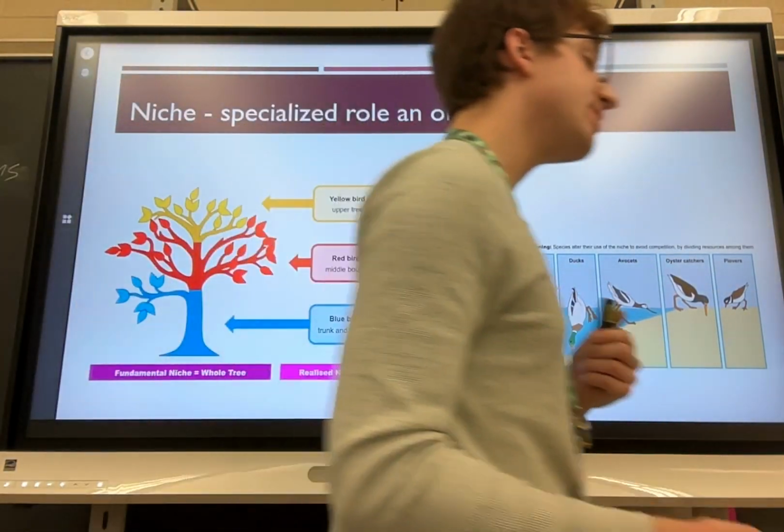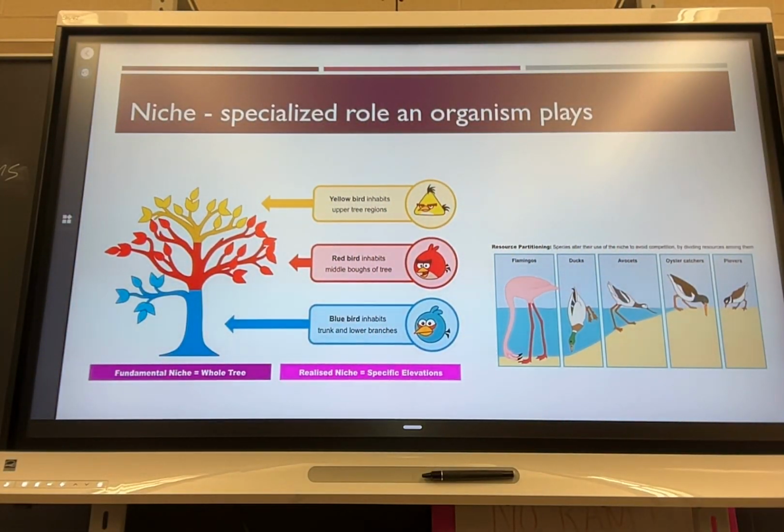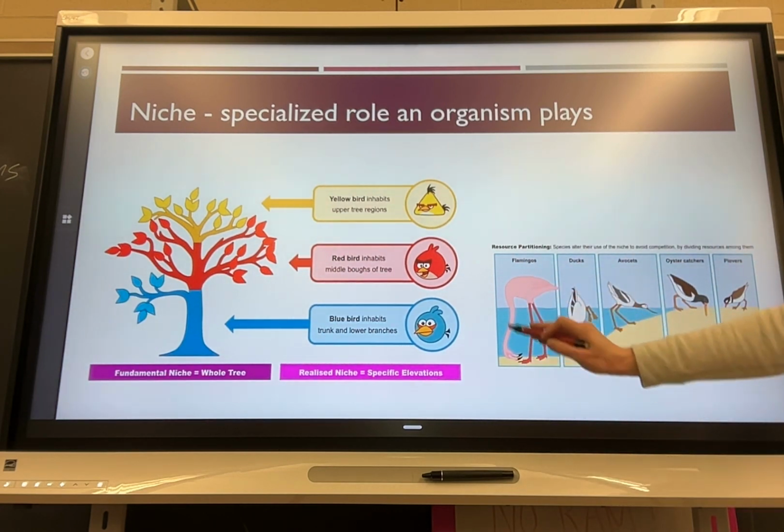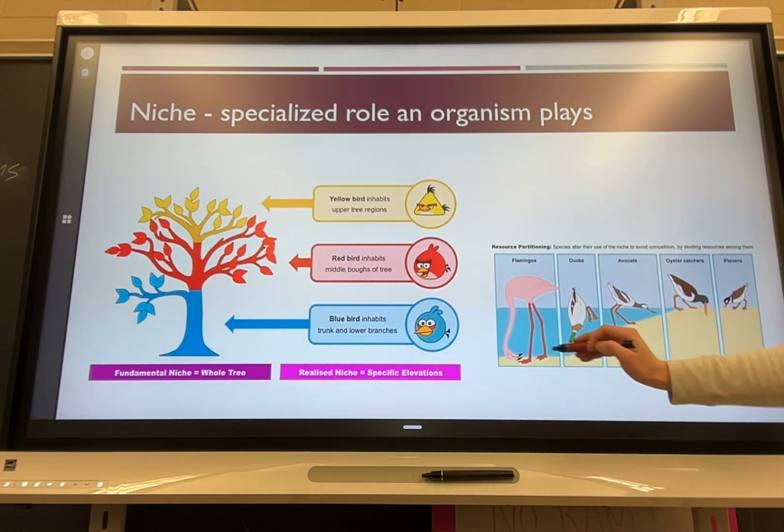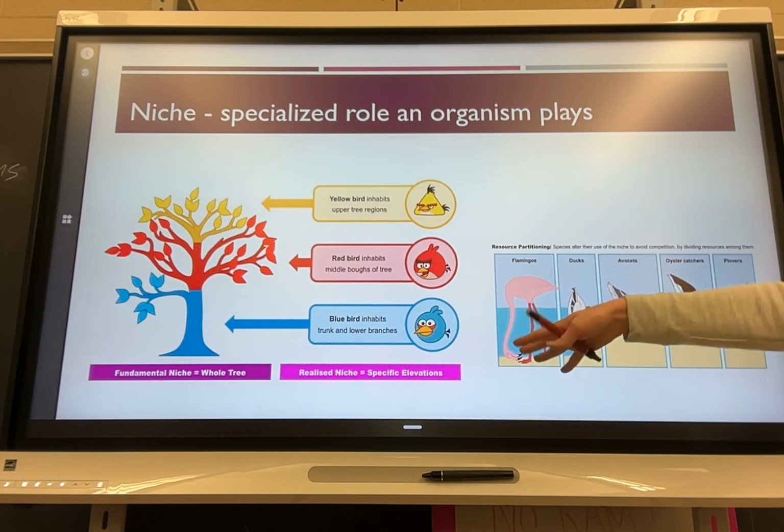Same thing if we look at resource partitioning. Resource partitioning means that we're going to separate food and different resources among different areas. So the flamingo has really long legs and a really long neck, so it can reach down in deep waters to get food off of the pond floor.